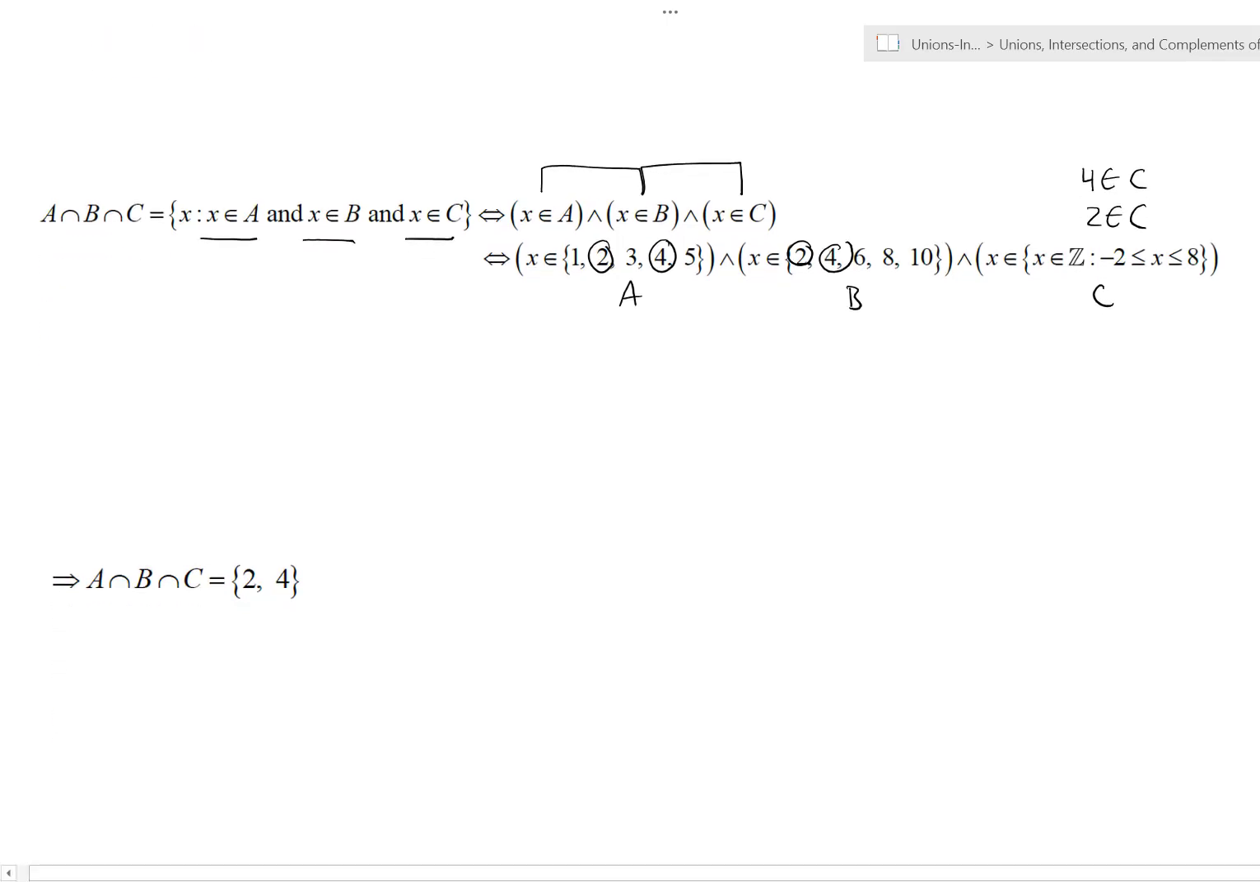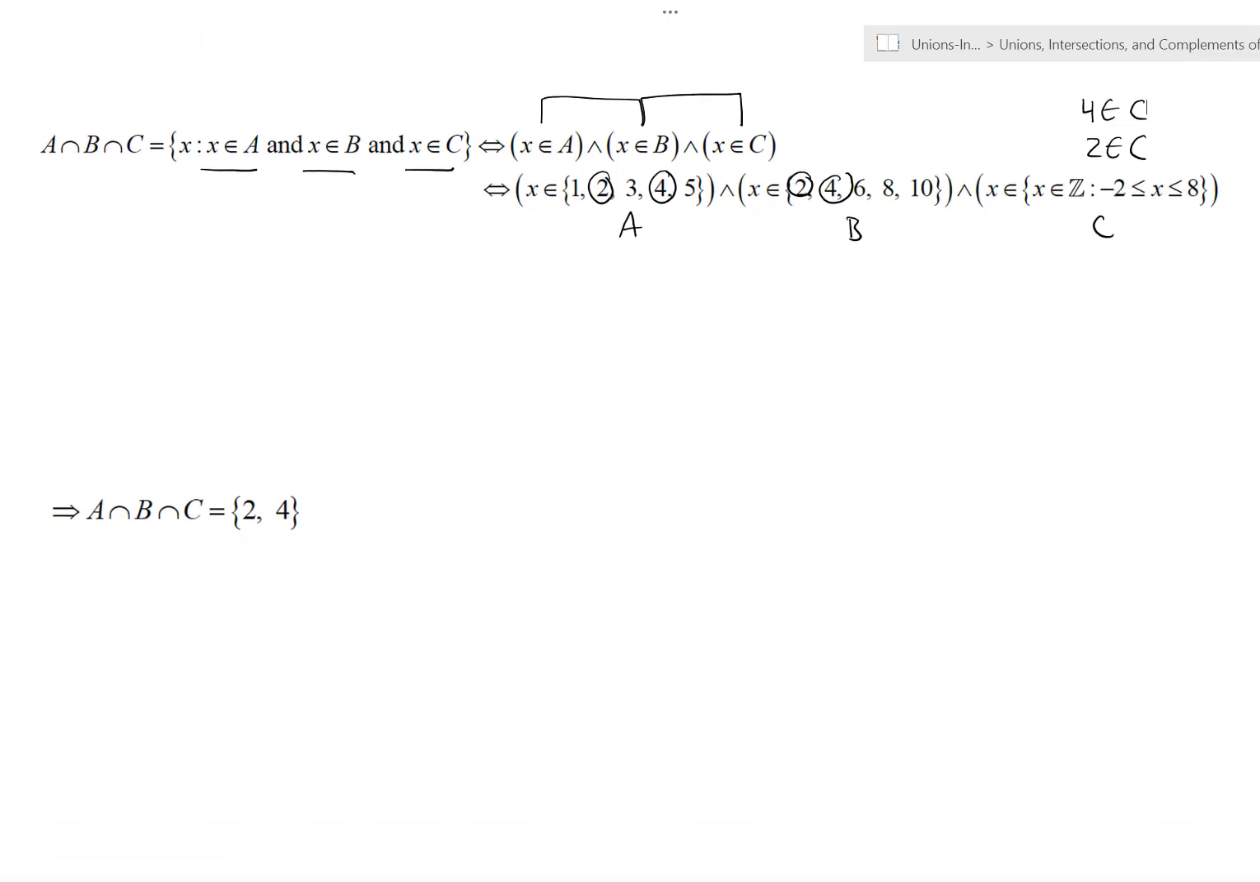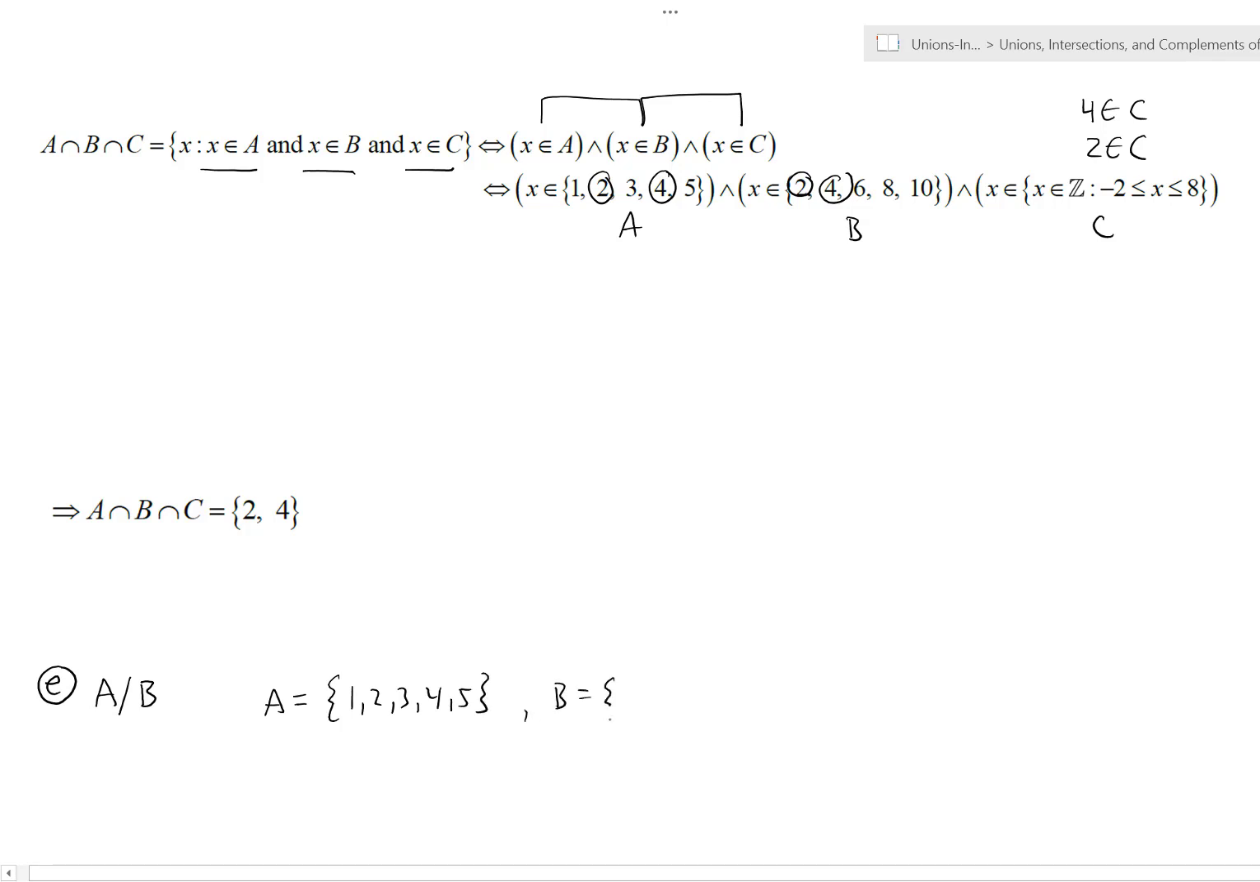Now, I don't have a complement problem pre-written, but we can make one up. How about part E here? Let's find A complement B, or equivalently, the complement of B in A. Remember what A was. A was the set 1, 2, 3, 4, 5. And B was the set 2, 4, 6, 8, and 10.